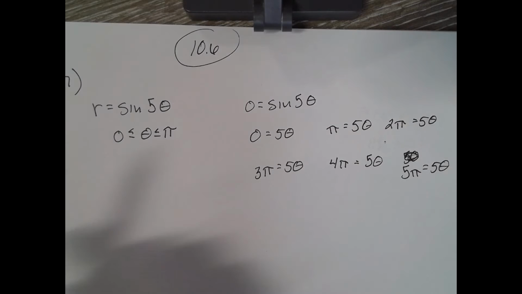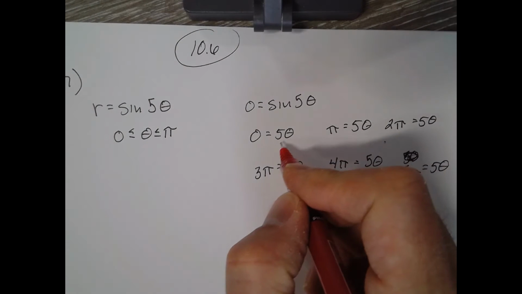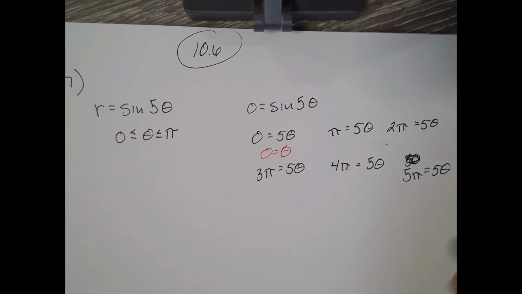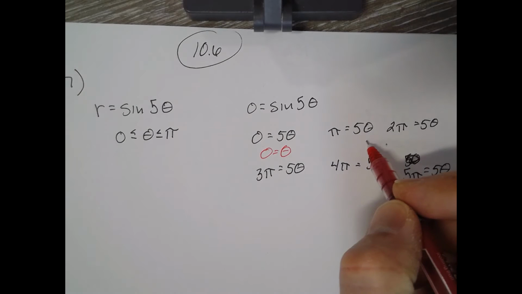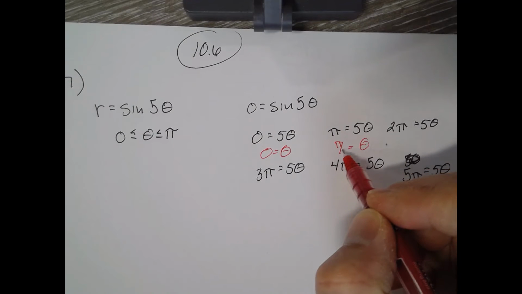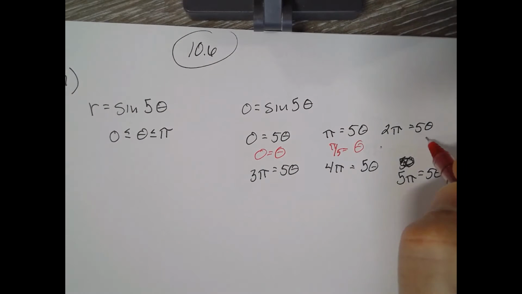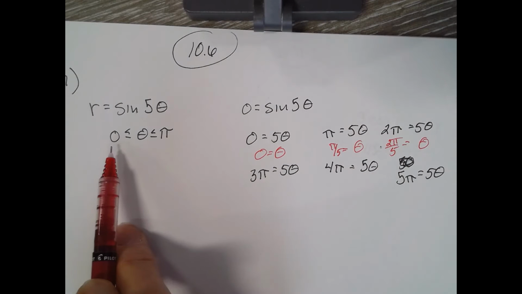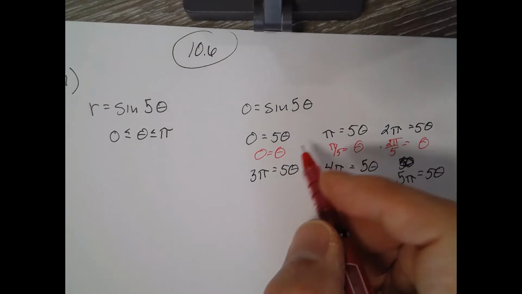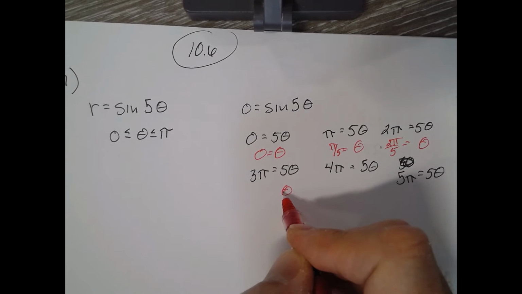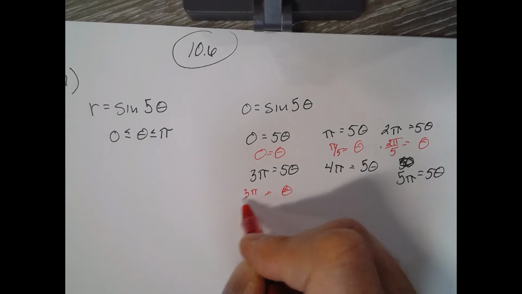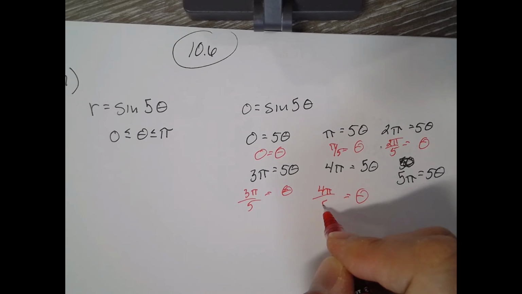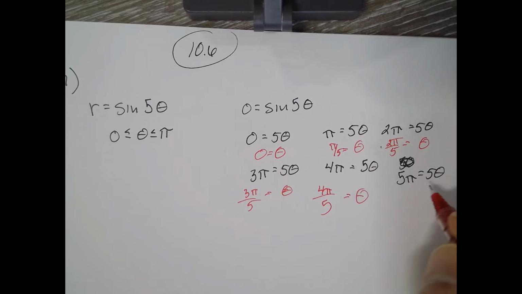I think that's enough. If you solve for theta, divide by 5, theta equals 0. The next one, theta equals pi over 5. Theta equals 2 pi over 5. Theta is still between 0 and pi, so we'll keep going. Theta equals 3 pi over 5. Theta equals 4 pi over 5. And the last one, theta equals 5 pi over 5.